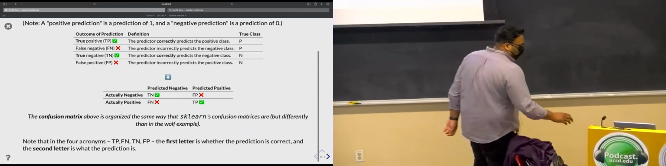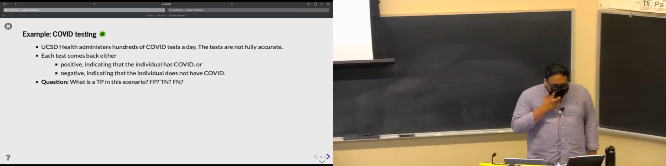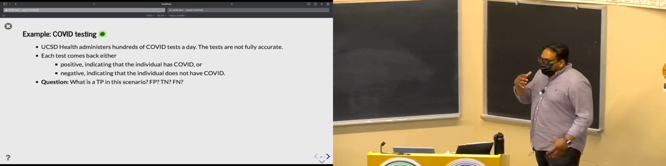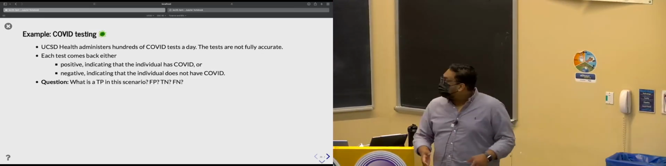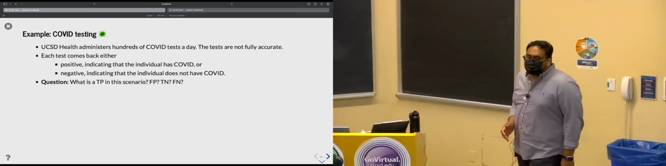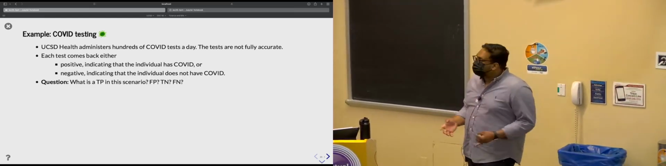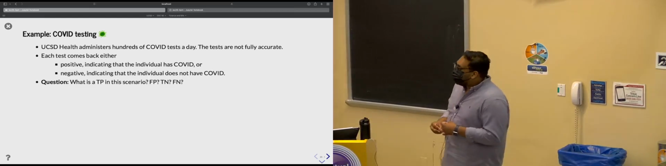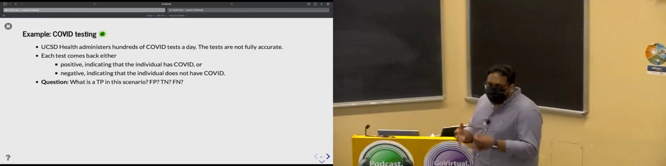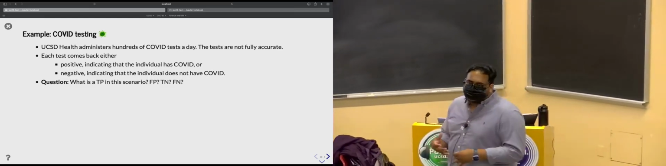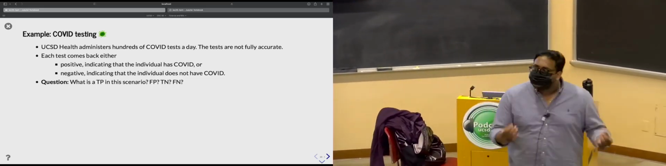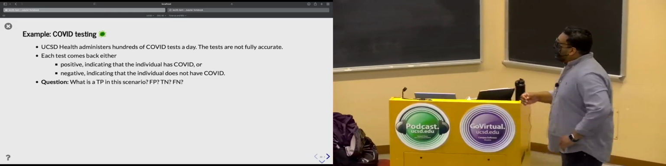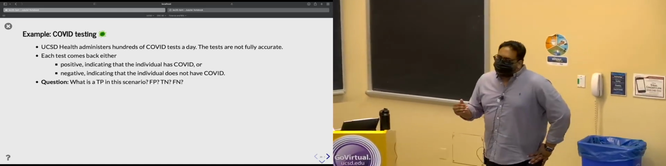All right. So let's look at an example here. Let's just suppose UCSD administers hundreds of COVID tests a day. And as we know, COVID tests are not 100% accurate, so there are some types of errors. Let's suppose each test is either positive, meaning the prediction is that the patient has COVID, or negative, meaning the prediction is that the patient doesn't have COVID. Okay? What's a true positive in this scenario?